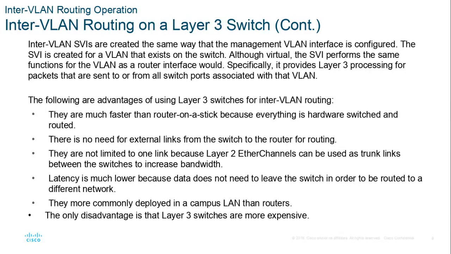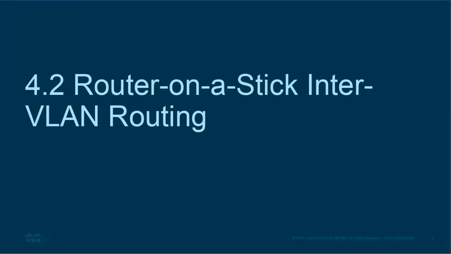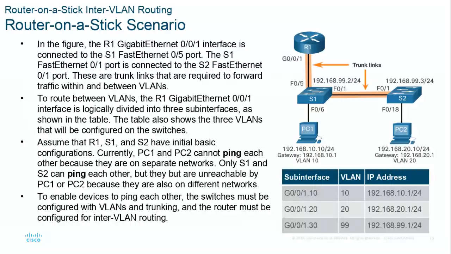It's more commonly deployed in a campus local area network than routers, and the big disadvantage is it's a much higher expense. So a company that has 1,000 or more people, they probably use this scheme. Companies that maybe have 200, 250 people, they're going to use the devices like we use in the labs. Simple $500 Cisco switches and $1,000 Cisco routers. So that's what we're going to concentrate on in this particular chapter.